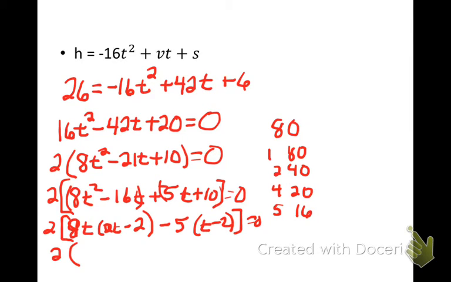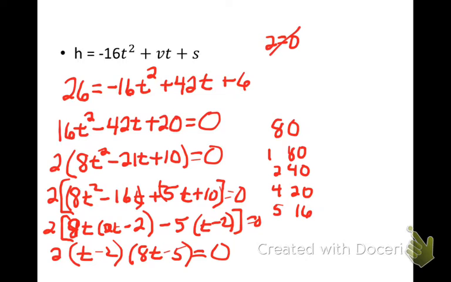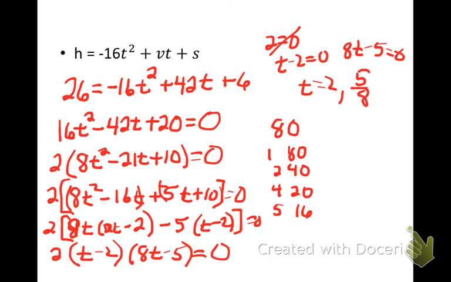So I've got my 2. I'm going to factor out that t minus 2, leaving me with 8t minus 5 equals 0. So when you set all those factors equal to 0, well, 2 will never be equal to 0, so we can throw it out, so we don't have to worry about that. We get t minus 2 equals 0. I guess I don't need to do this step anymore. Sorry, I forgot, we're past that. And 8t minus 5 equals 0. So we get t equals 2, or if we add 5 and divide by 8, we get 5/8.